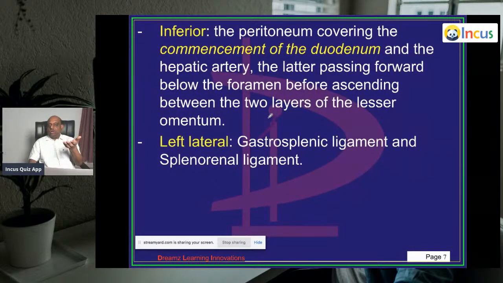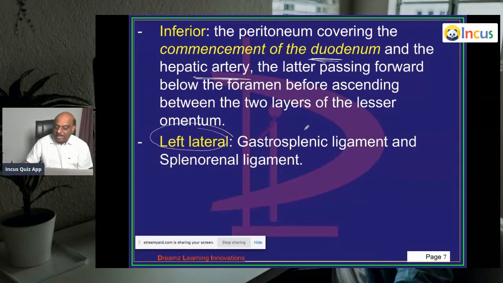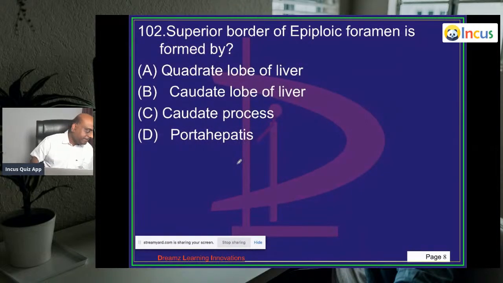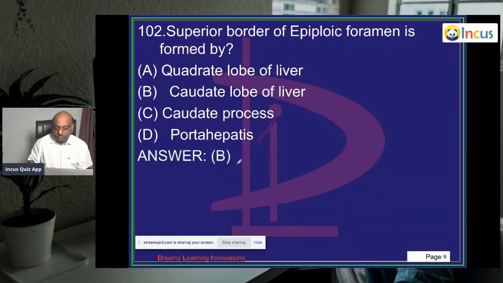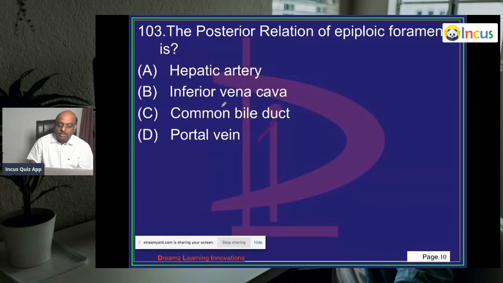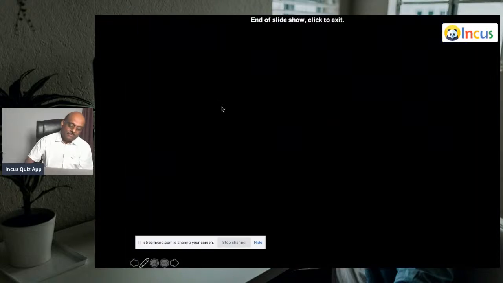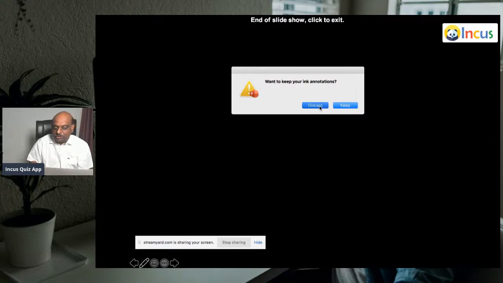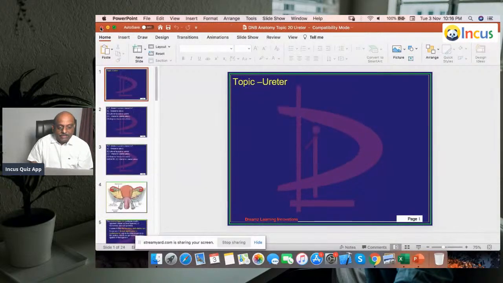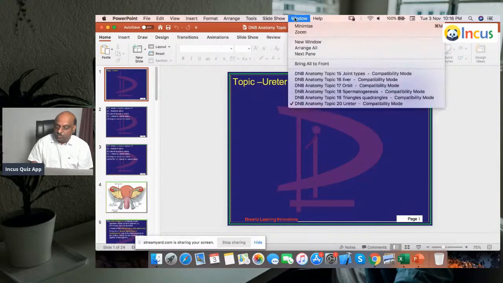Then you have the inferior border, the peritoneum covering the commencement of the duodenum and hepatic artery. Then left laterally you have the gastrosplenic ligament and splenorenal ligament. Now, the superior border of the epiploic foramen is formed by the caudate lobe of the liver. Posterior relation of the epiploic foramen, inferior vena cava. So now you are all champions in the topic of the foramen of Winslow.